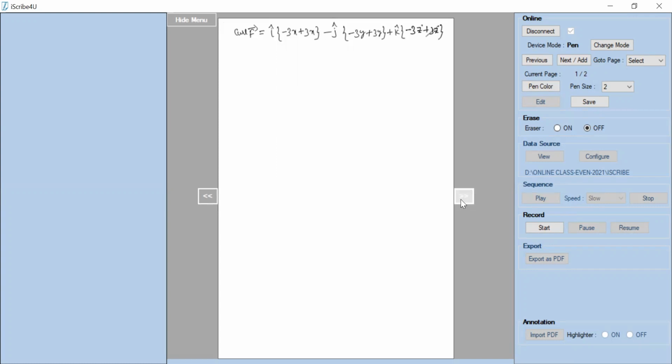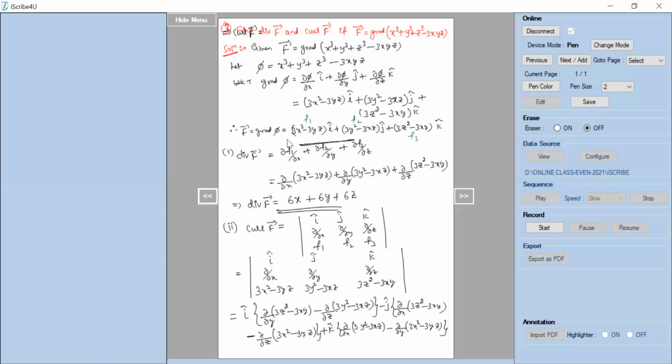So now if you observe, all these terms get cancelled. So the value of this is 0. So curl F is 0 here. So this is how we can calculate the curl of a vector. So this is the problem in which all three coefficients are calculated: the gradient, divergence, and curl. Similar to the last problem we did.